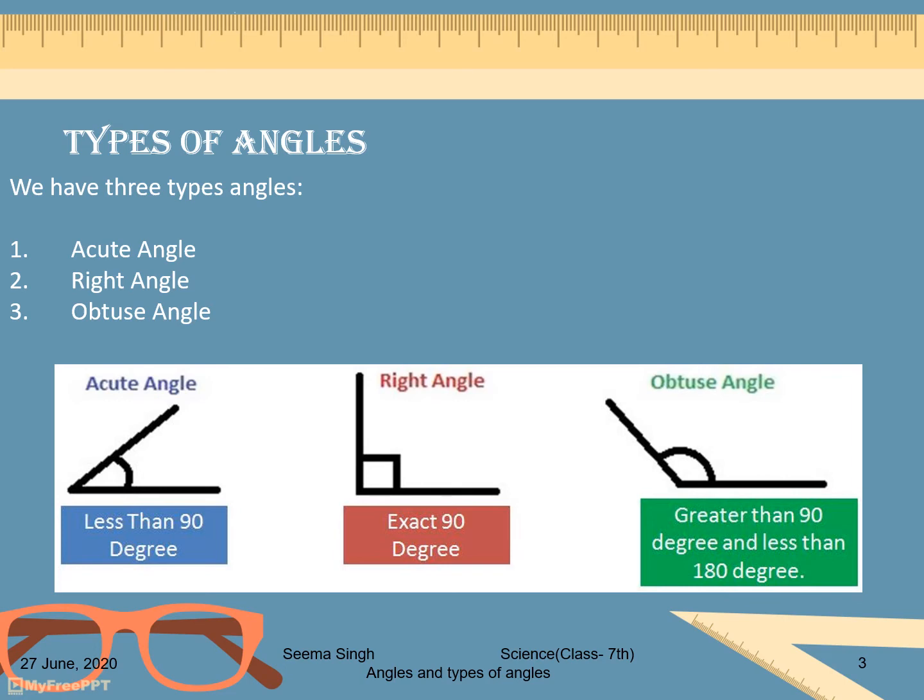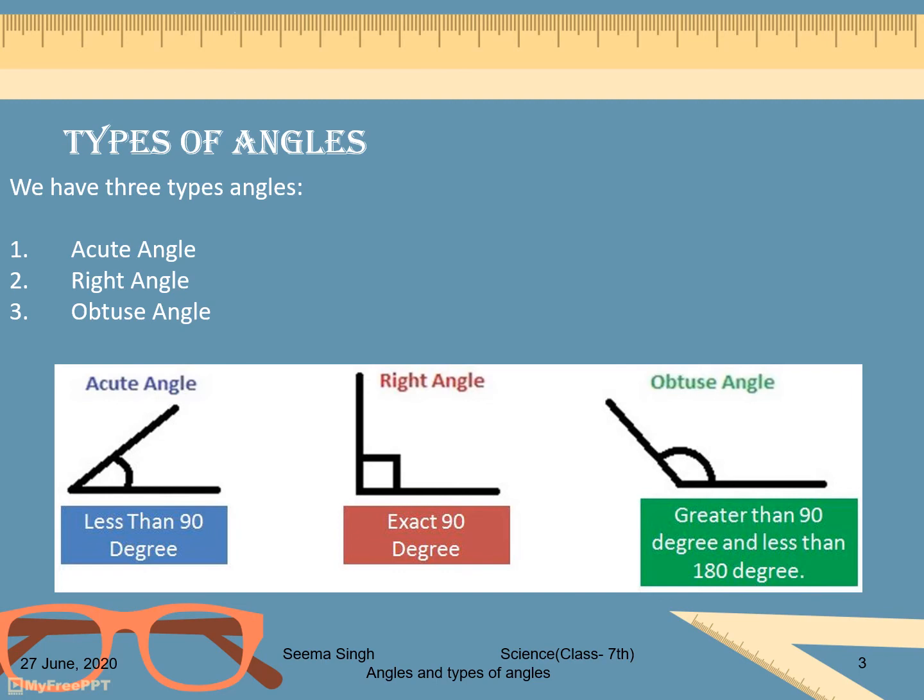Coming to the next type of angle, what is a right angle? The right angle is an exact 90-degree angle. We can see in our homes, the place where two walls meet forms a right angle. It is a very good example that we can see around us, and easily we can signify how we denote a right angle.